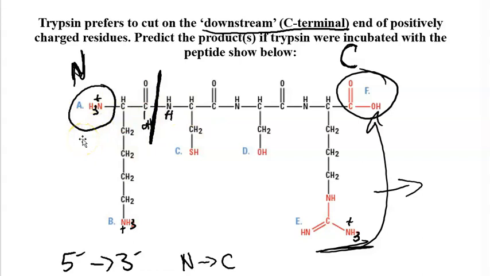So this is how those peptides are going to break down. We're going to just cut off this lysine group, and then this other cysteine, serine, arginine peptide is going to remain intact if we add trypsin to this peptide.